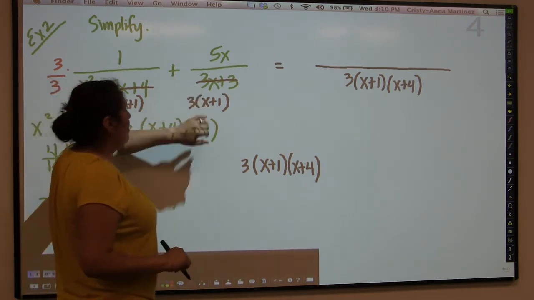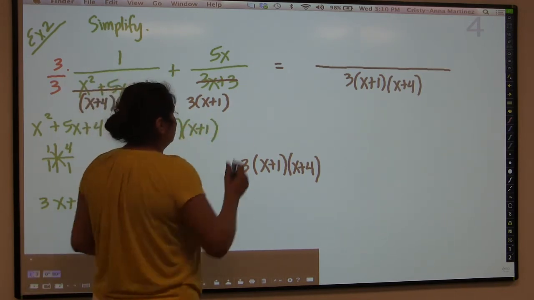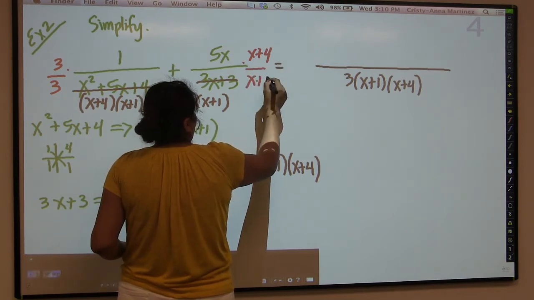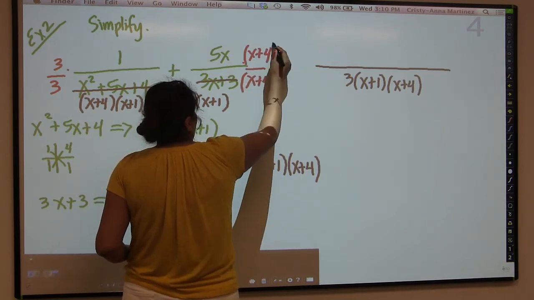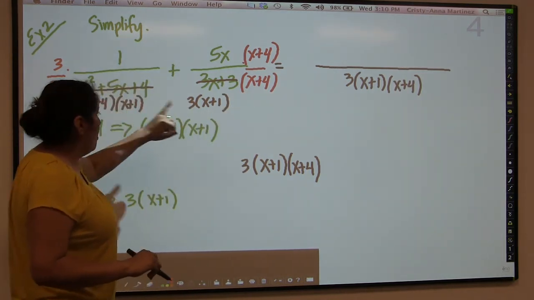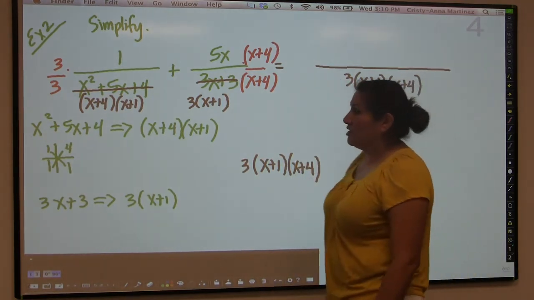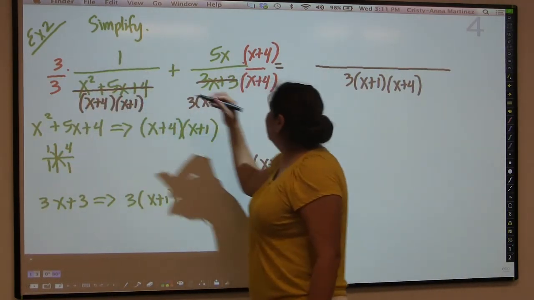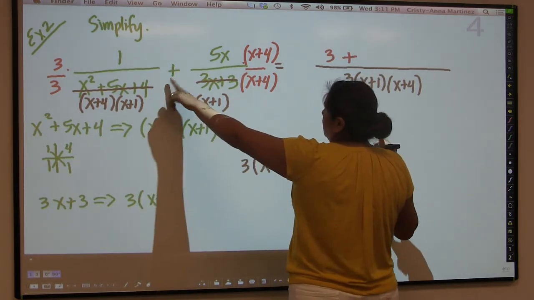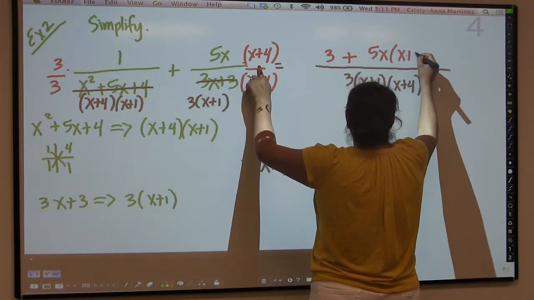Okay? Over here, I already have a 3. I already have an x plus 1, but I'm missing the x plus 4. So I multiply by x plus 4 over x plus 4. Okay? And so now I have the same common denominator for both fractions, which is what I'm using over here. And my last thing is to multiply the top. So I'm going to go 3 times 1 is 3. And then because this is addition, and then I'm going to go 5x times x plus 4.